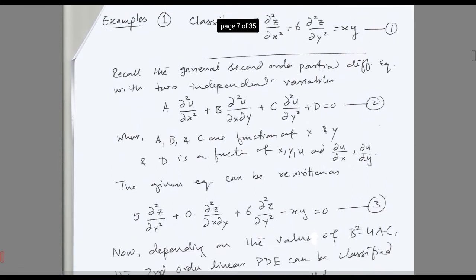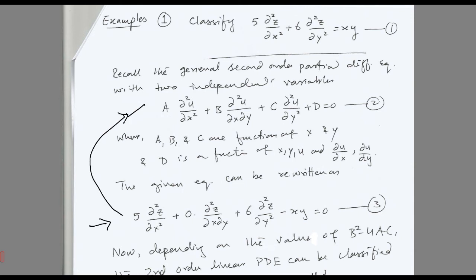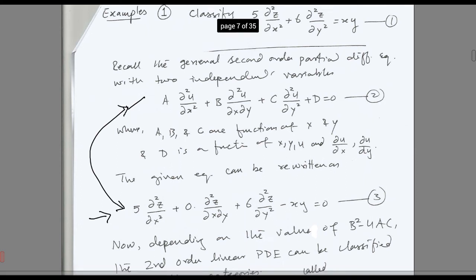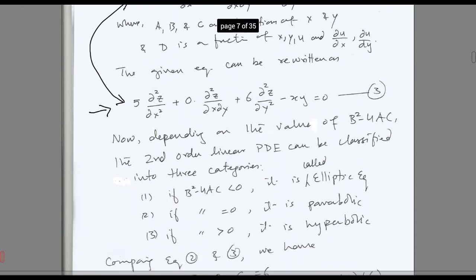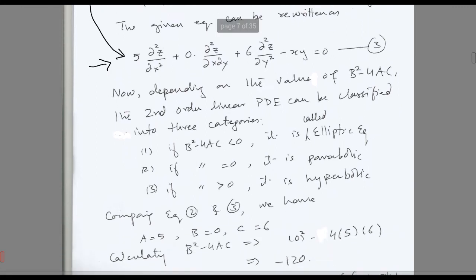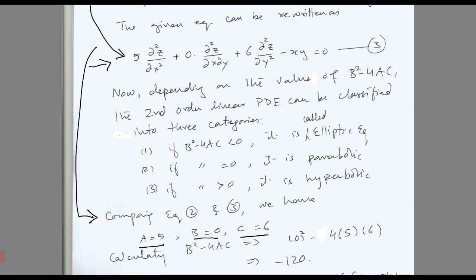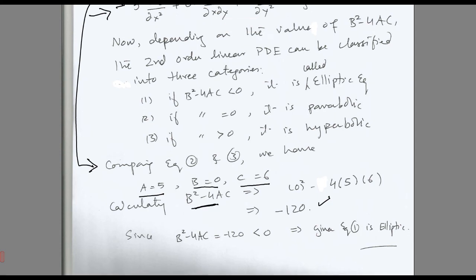It's better to rearrange them. We rearrange the given equation. Here is the rearrangement. Equation 3 shows the rearrangement, and we can compare equation 3 with equation 2. This will help us to get the values for A, B, C. So comparing gives us A equals 5, B equals 0, and C equals 6. Calculating B square minus 4AC results in minus 120, which means that this equation is elliptic.